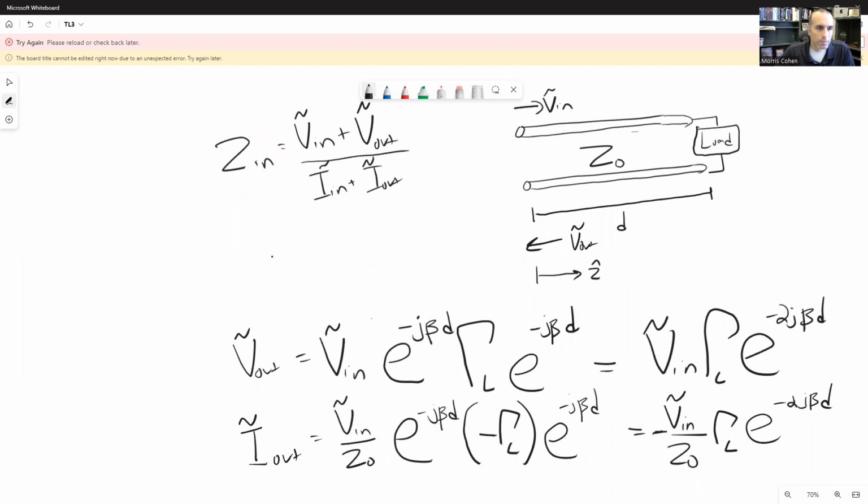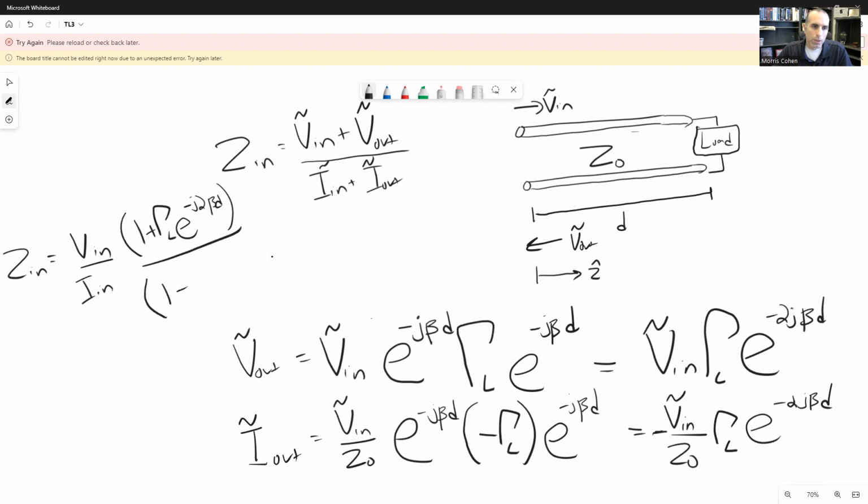All right, so now that we have defined the output current and voltage, we can now rewrite the input impedance. So Z in works out to be V in over I in times 1 plus gamma L e to the minus j 2 beta D divided by 1 minus gamma L e to the minus j 2 beta D. All right, so now we have the input impedance. All we need to know is the length of the transmission line and something about the reflection coefficient at the load, and we've got this input impedance here.